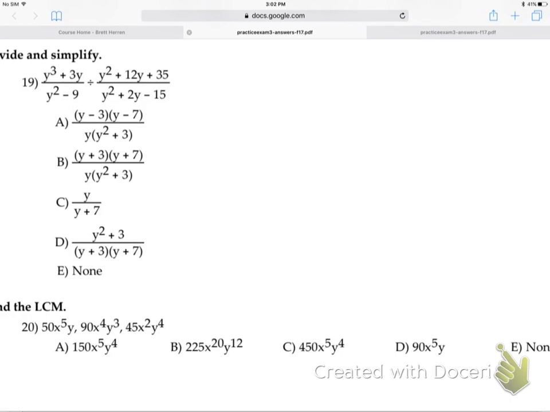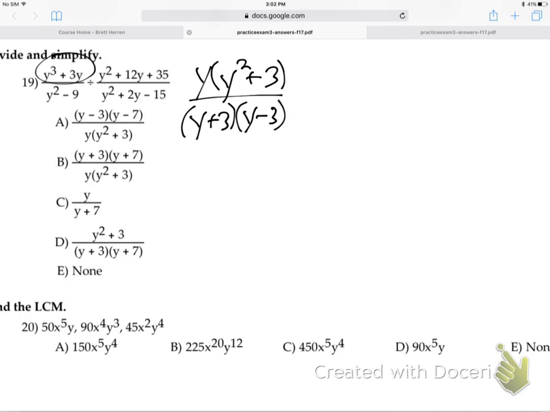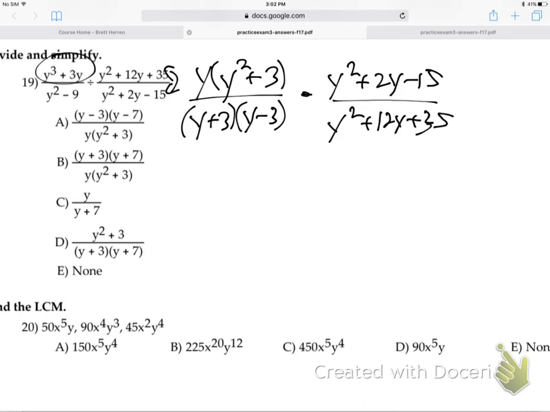All right. So factor. How do you factor y cubed plus 3y? Take out a y. And the other one, y squared minus 9, is y plus 3, y minus 3. I'm going to flip this one. So it'd be times, and put the y squared plus 2y minus 15 on the top, the y squared plus 12y plus 35 on the bottom.